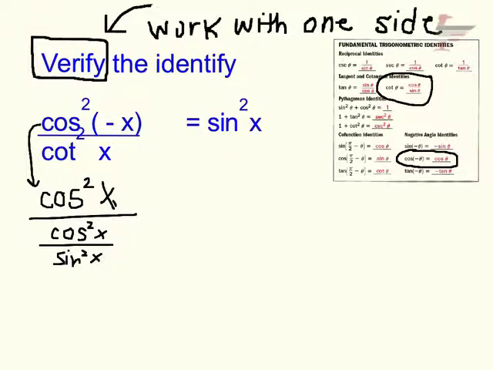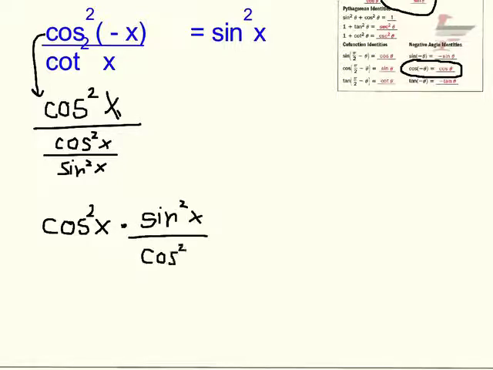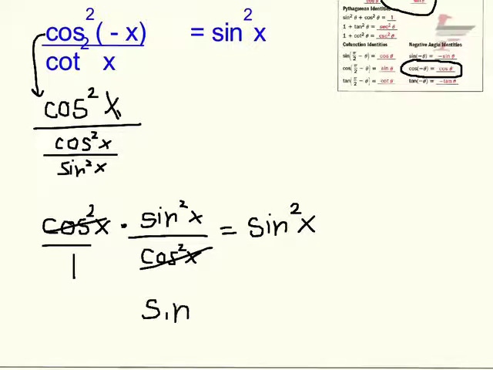Okay, then I'm going to take the numerator and multiply by the reciprocal. So the numerator is cosine squared x, and I'm going to multiply by the reciprocal of the denominator. So I'm going to flip that and get sine squared x over cosine squared x. This is technically over 1, so the cosine squares, of course, cancel out, and I'm left with sine squared x, and that's what I wanted to get to. So that equals sine squared x. So I just proved that the left-hand side equals the right-hand side. And that is how you verify something.